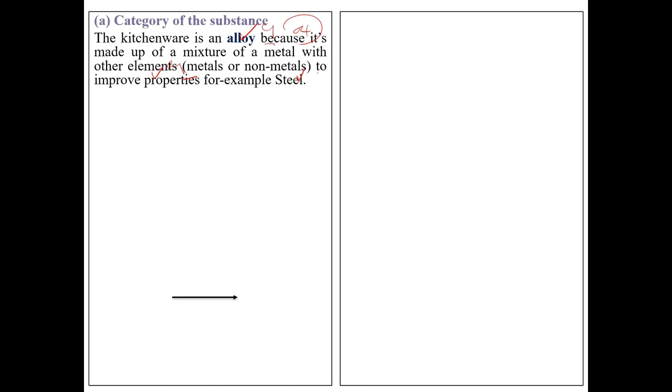Now some people were categorizing it as a metal. No. Steel is not categorized as a metal. Instead, it is categorized as an alloy. Then, part B, why is steel preferred to pure iron? So, which means in this case, they want us to give properties of the steel, which is an alloy.